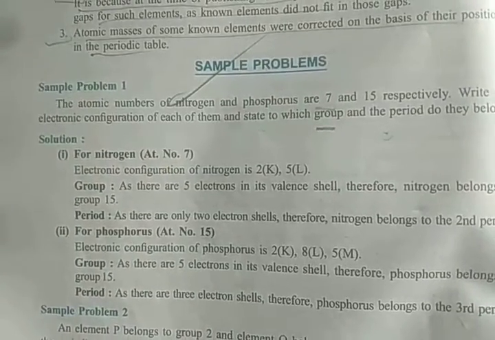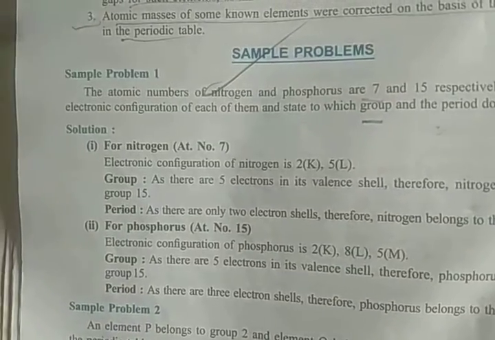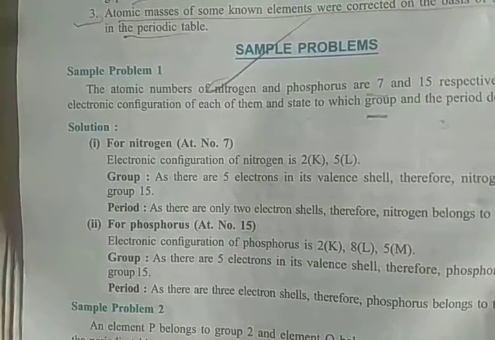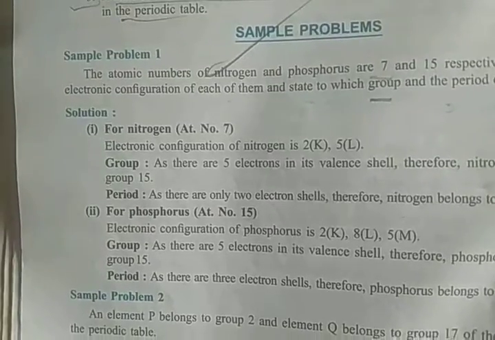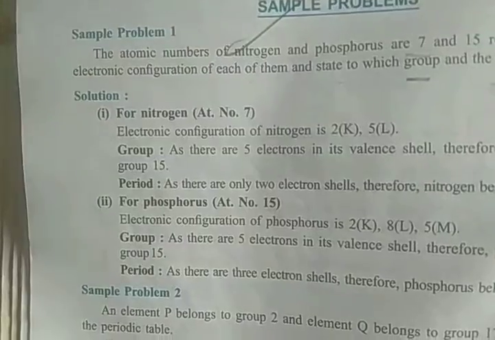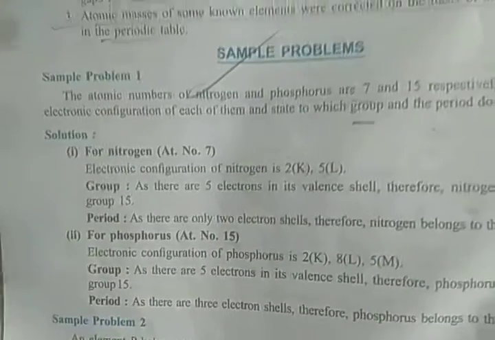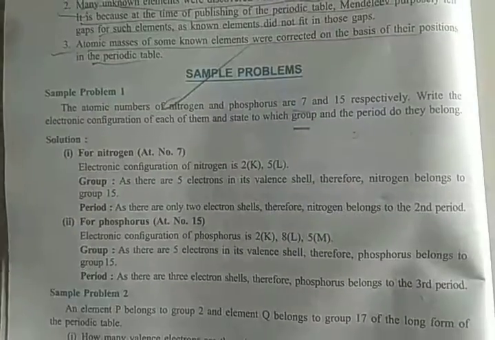Okay, I'll read out the question. Question sample 1. The atomic numbers of nitrogen and phosphorus are 7 and 15 respectively. Write the electronic configuration of each of them and state to which group and period they belong. We have to know which group they belong to and which period they belong to.